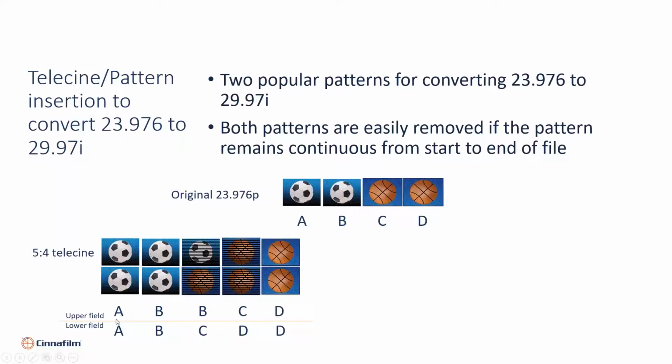The pattern is basically take frame A and put it in the upper and lower field of the first frame. Take frame B and put it into the upper and lower field. Then you take frame B again and you put it in the upper field. Frame C goes into the lower field. Frame C goes into the upper field. Frame D goes into the lower field. And then for the last 5th frame, you get frame D in top and bottom. Anytime you repeat the image in the upper and lower field, it's progressive. That's why when you look at a telecine pattern, you see 3 progressive, 2 interlaced, 3 progressive, 2 interlaced.